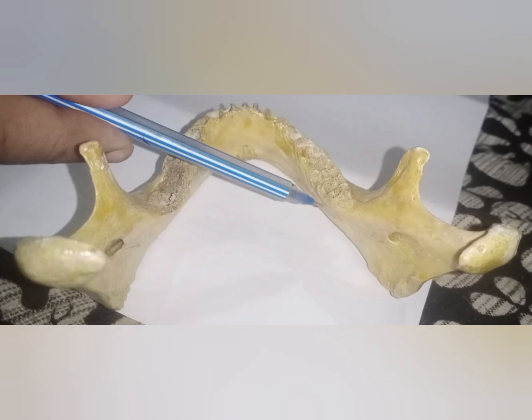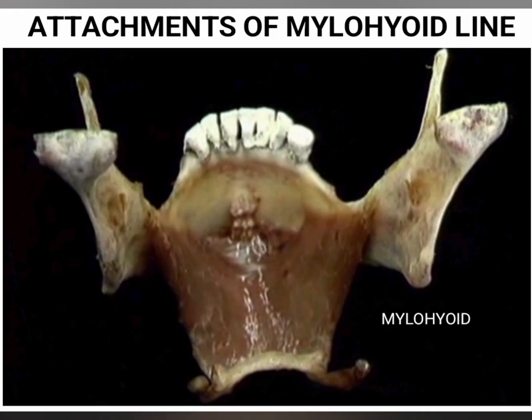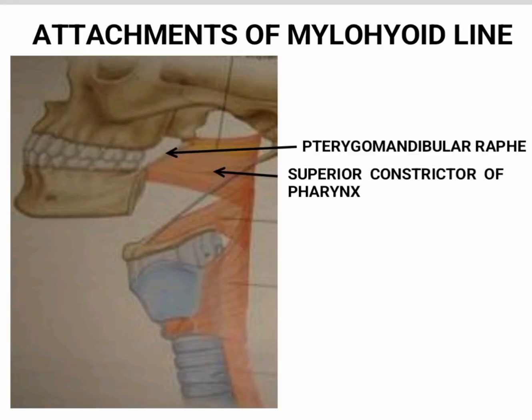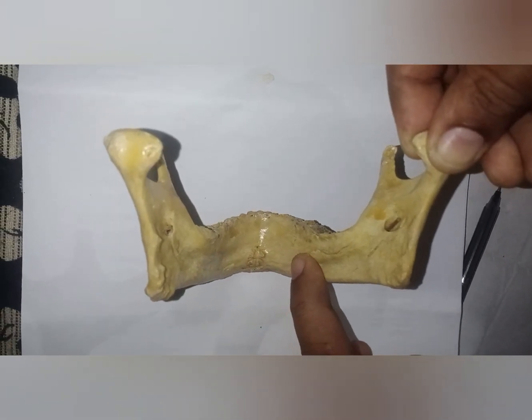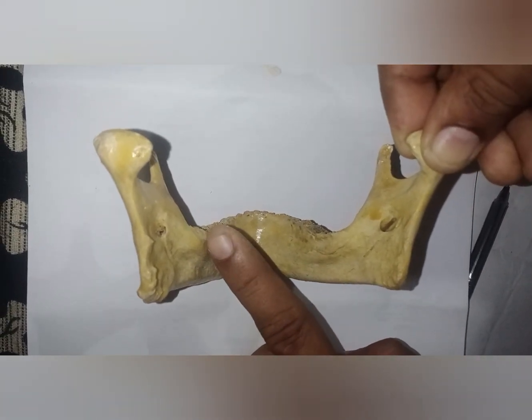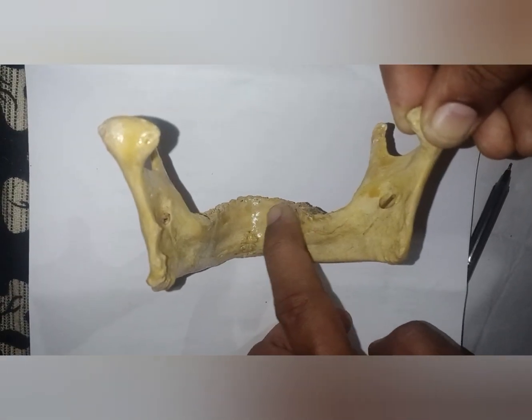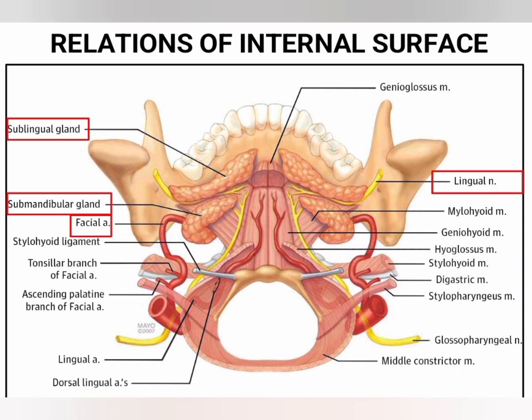Internal surface presents a prominent line called the mylohyoid line. Below the mylohyoid line, there is a groove called the mylohyoid groove. Mylohyoid line gives origin to mylohyoid muscle. Posterior aspect of the mylohyoid line gives attachment to the pterygomandibular raphe and the superior constrictor of pharynx. The fossa located below the mylohyoid line is called the submandibular fossa. The fossa located above the mylohyoid line is called the sublingual fossa. Submandibular fossa lodges the submandibular salivary gland, and the sublingual fossa lodges the sublingual salivary gland.